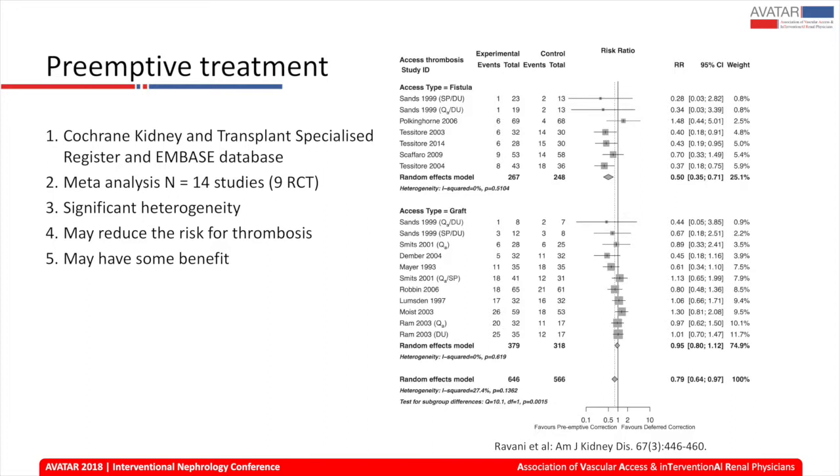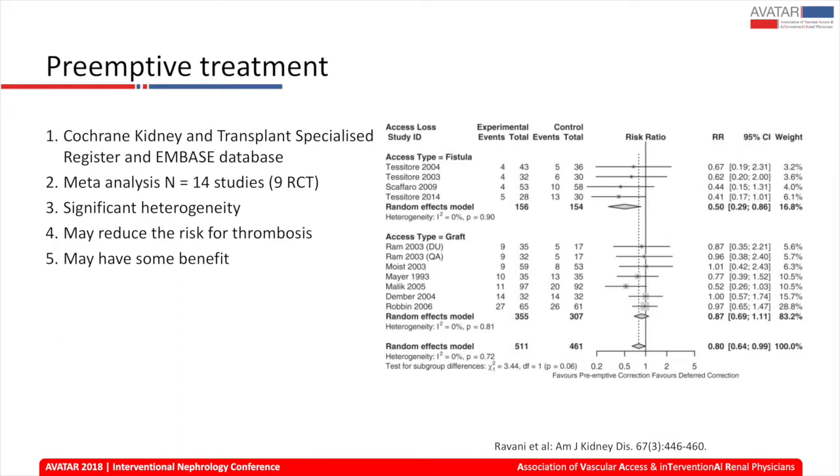If you look, this was a recent analysis, again a meta-analysis looking at both fistulas and grafts. In fistulas, it actually helps to do some preemptive treatment when you find a dysfunction, whereas in grafts, it's kind of mixed, or probably not yet proven. Now, if you look at the access loss, that means from the day that we actually abandon the access, as a hard endpoint, in fistulas, again, it helps.